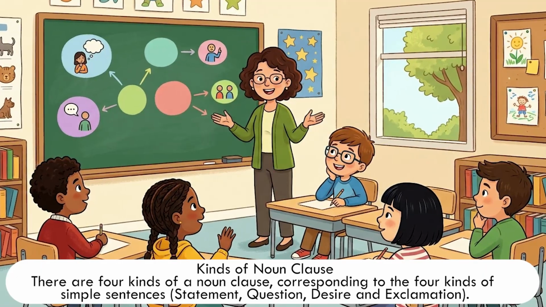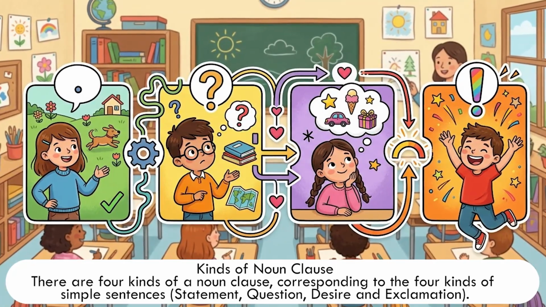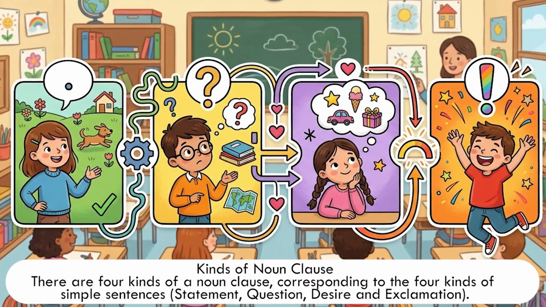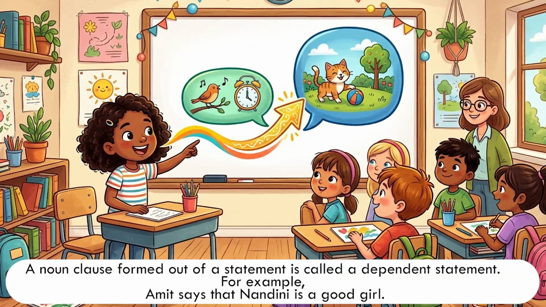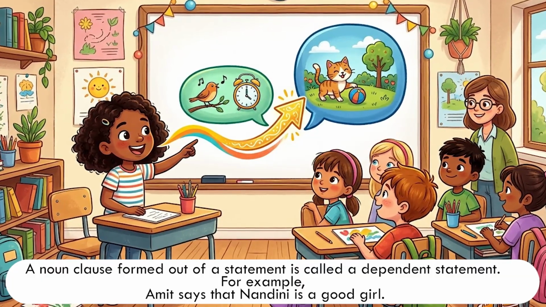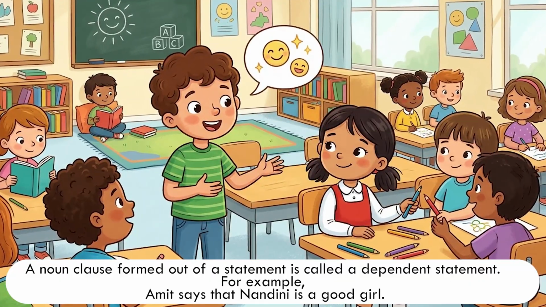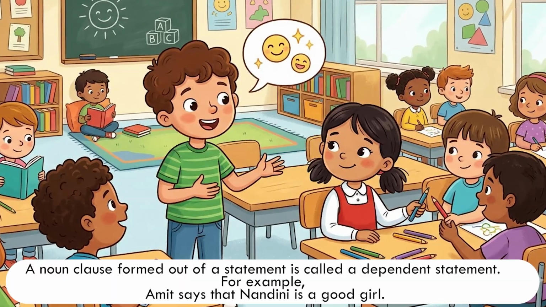Kinds of noun clause. There are 4 kinds of a noun clause, corresponding to the 4 kinds of simple sentences: statement, question, desire and exclamation. A noun clause formed out of a statement is called a dependent statement. For example, Amit says that Nandini is a good girl.